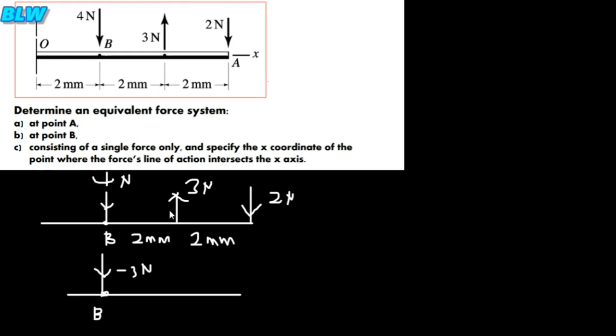So you consider these two forces. So the moment about point B will equal, let's consider this force. This force is 3 Newton, and this is 2. The distance from point B is 2 millimeters. And this will cause an anti-clockwise rotation, so it is positive. So that will be 3 times 2.